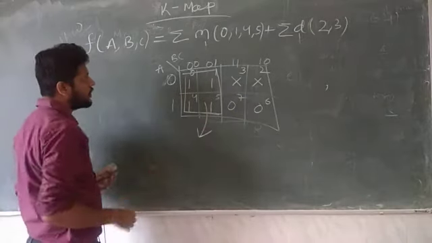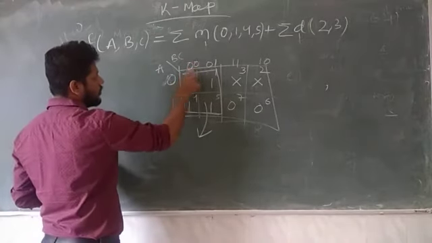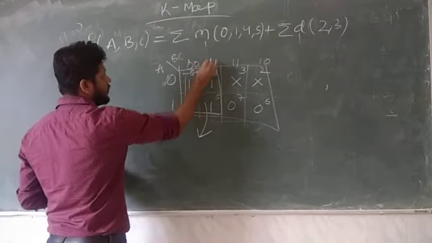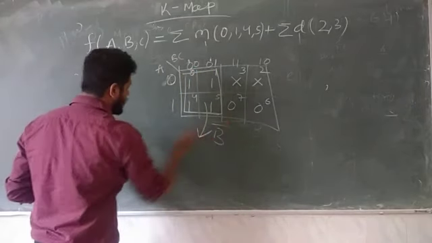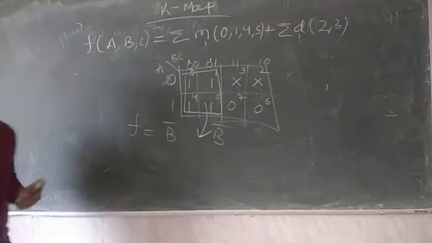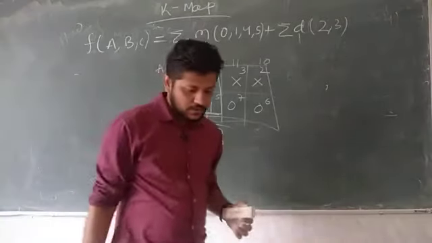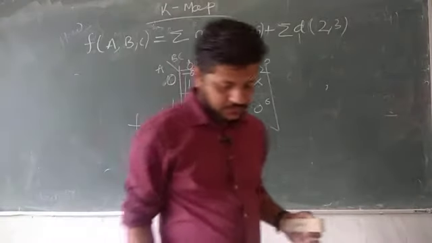So the answer will be: here 0 1 is changing, 0 1 is changing, so 0 0 is constant. This B is 0. Hence the answer will be B bar. So F is equal to B bar is the answer for this minimized expression. So next one question for you.